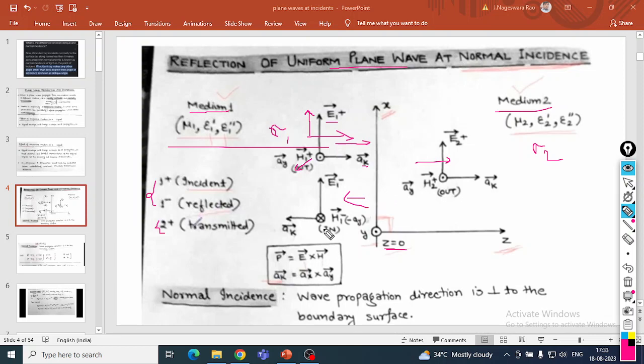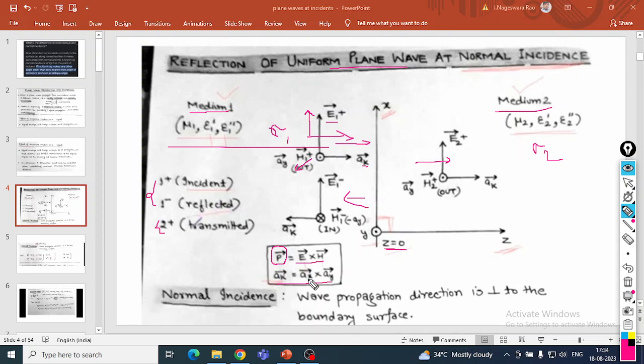Then the Poynting vector means from this we can measure the power. Keep this as a note, then we will discuss it later. Now this is the direction of your propagation.